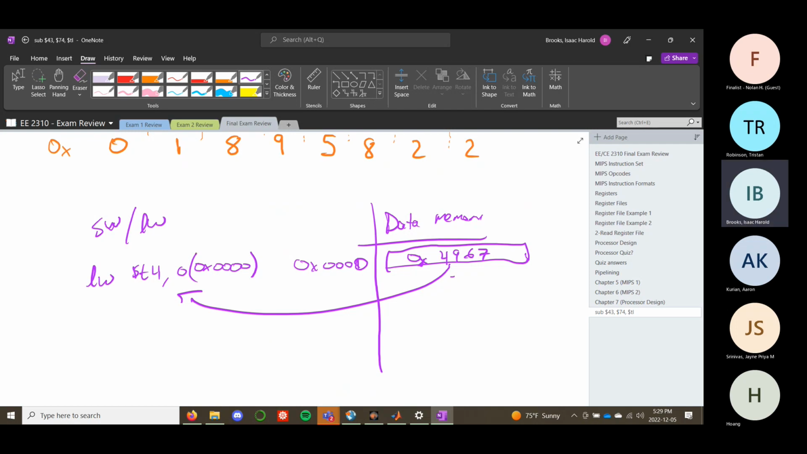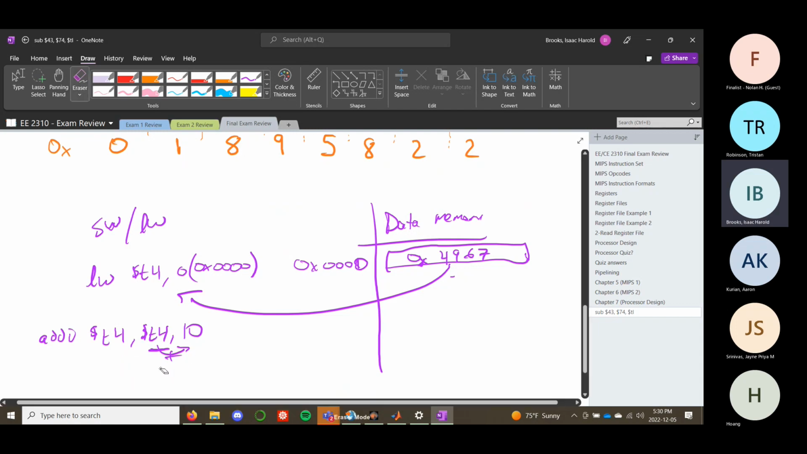So now if you wanted to do an add, or maybe an add immediate, T4 and then 10. What this is going to do is read the contents of T4, add 10, and then store the results back into T4. So in order for this to happen, we would need the contents of T4 to be whatever we want to do with. And you can grab that stuff from memory.